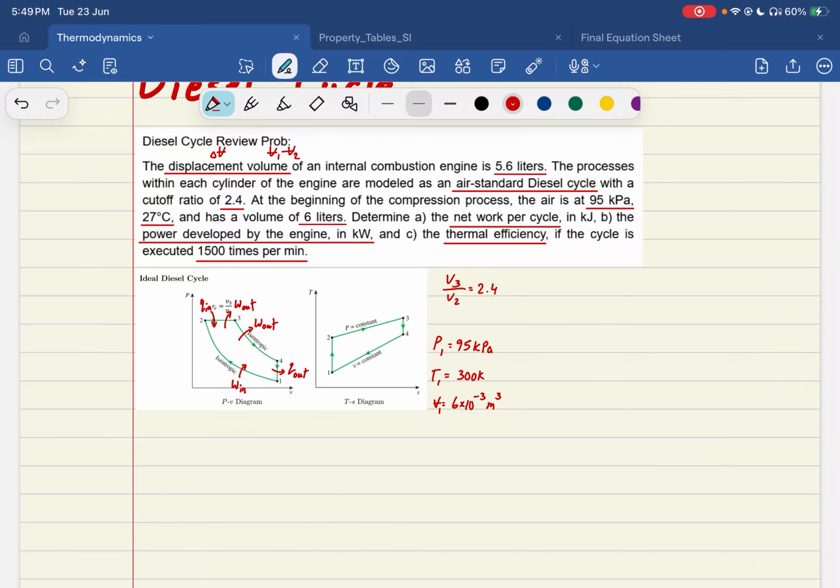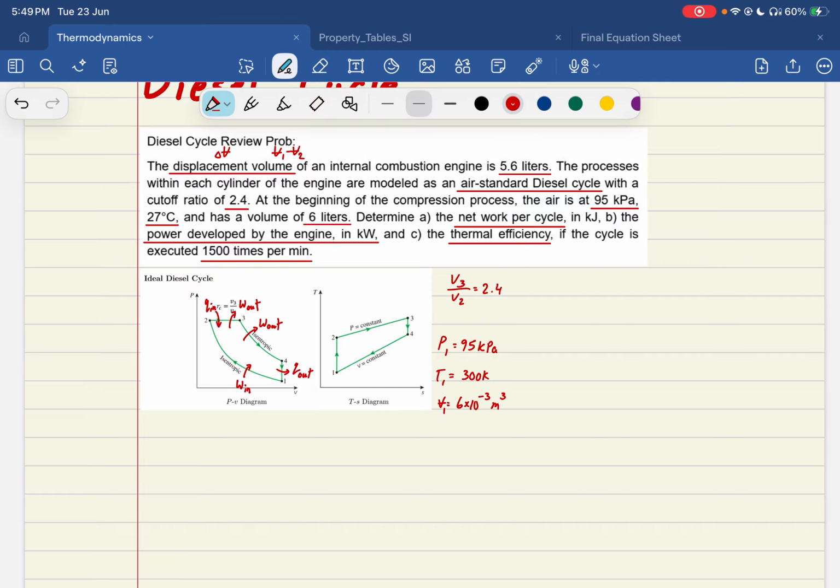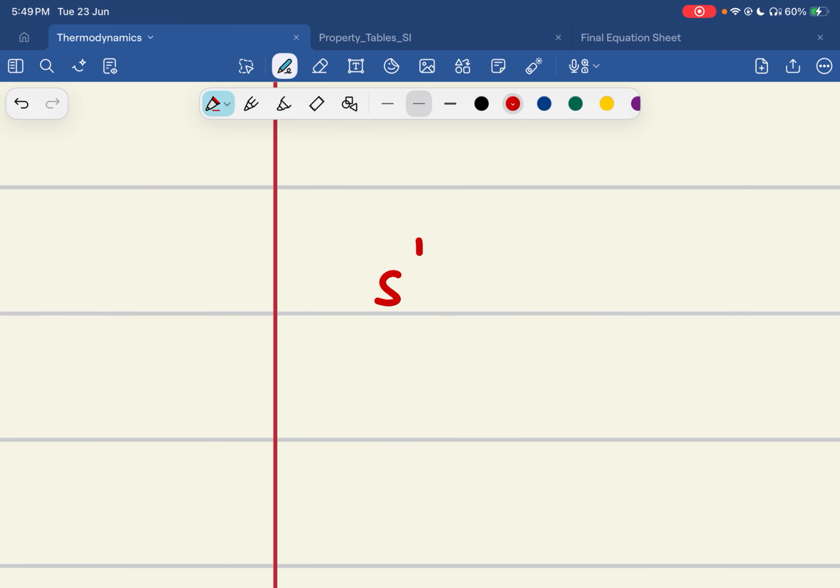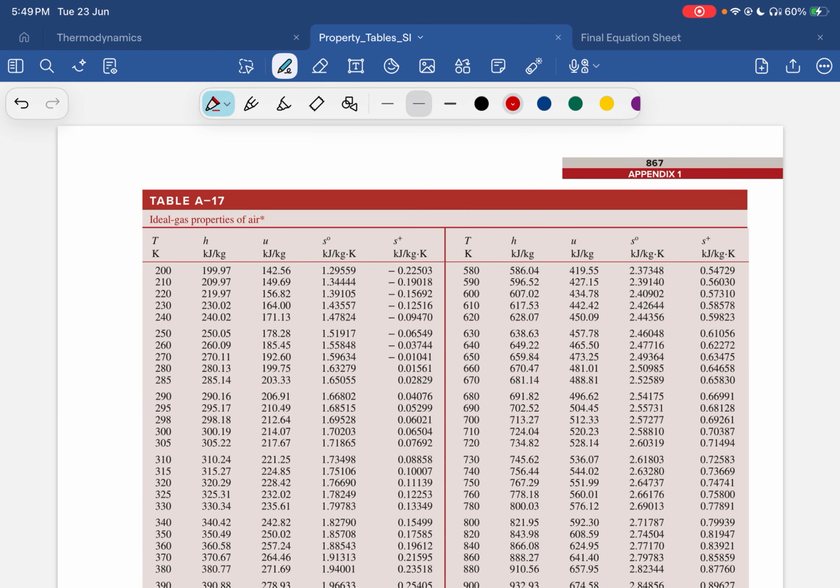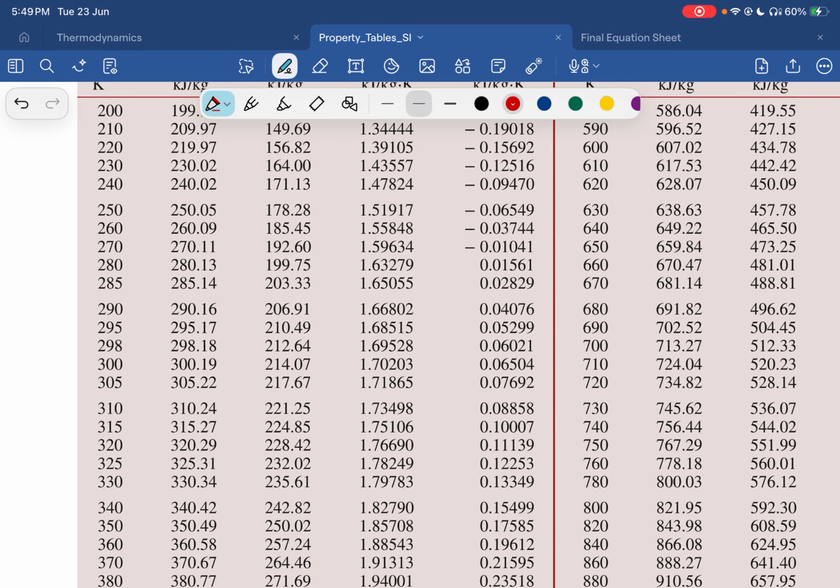Okay, so we can start by saying we want to find our S plus 1 value. From that, we can go to the tables, go to 300, and it's 0.06504.